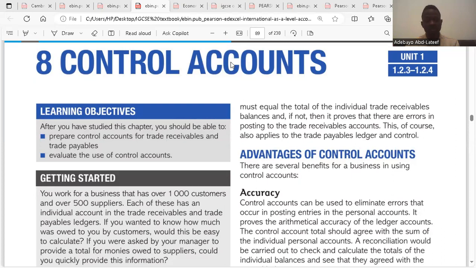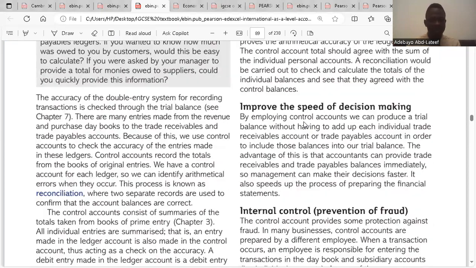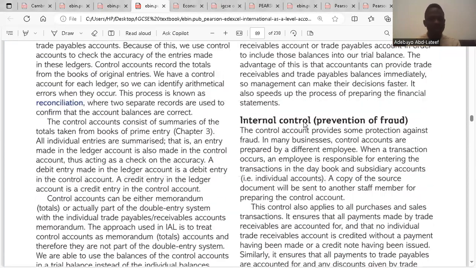Today we want to take control accounts for the accounting AS level class. When we talk about control accounts, it records all the ledger from the books of original entry. That means it records all the totals from the books of original entry. So why do we have control accounts? Control accounts record the totals from the books of original entries.